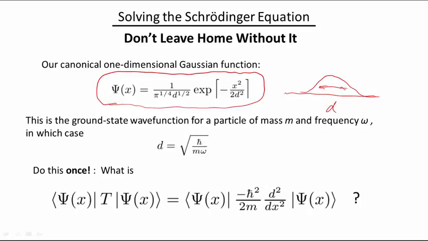It's easy to calculate. And here d is just a parameter, it has the units of length. It expresses the characteristic length scale of the function, and it enters the normalization coefficient here. So you see the wave function has the units of 1 over the square root of length.